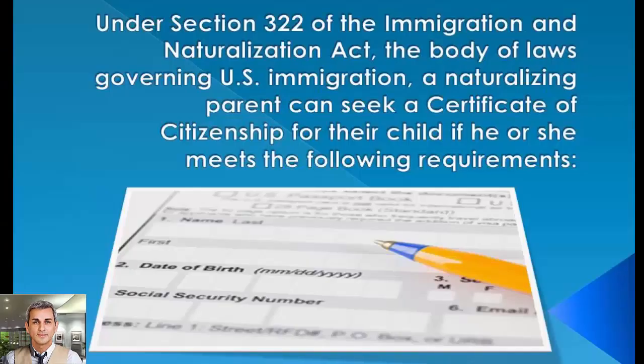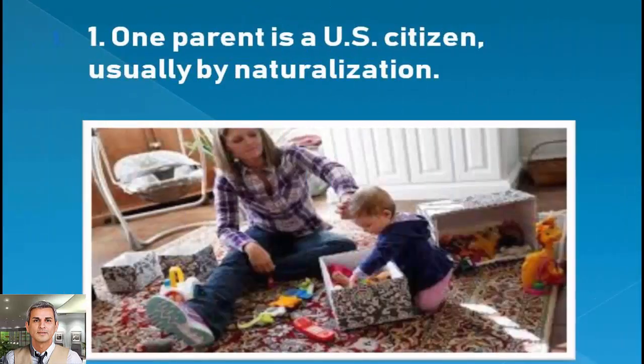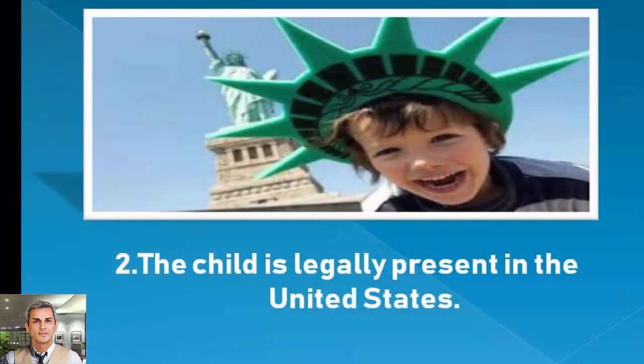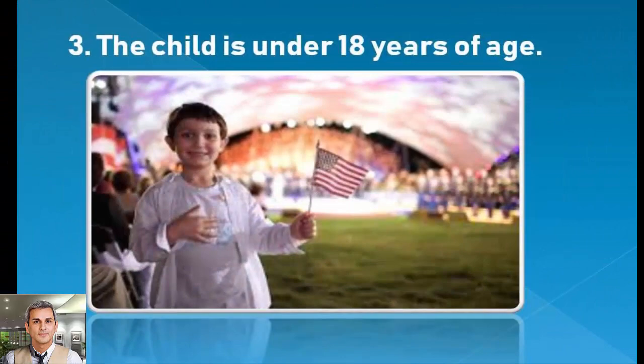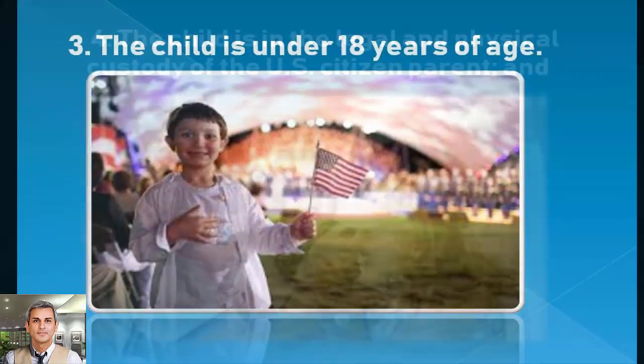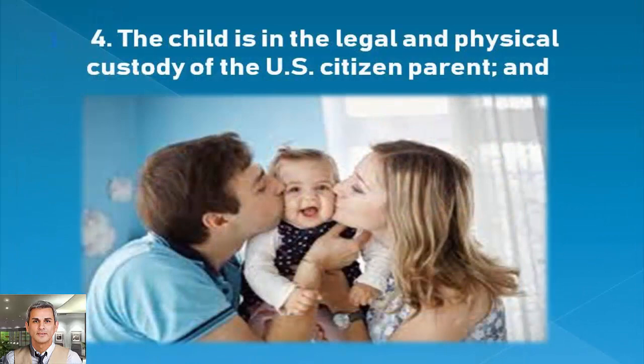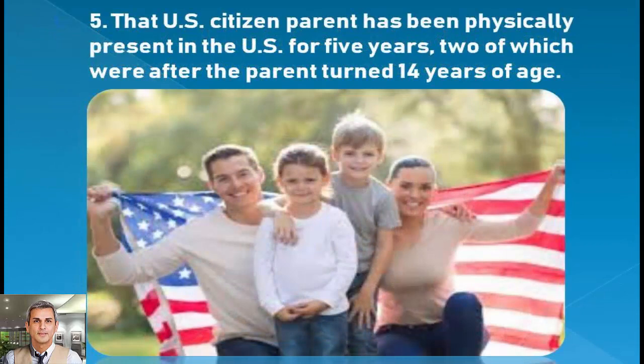Under Section 322 of the Immigration and Nationality Act, the body of laws governing U.S. immigration, a naturalizing parent can seek a certificate of citizenship for their child if he or she meets the following requirements. 1. One parent is a U.S. citizen, usually by naturalization. 2. The child is legally present in the United States. 3. The child is under 18 years of age. 4. The child is in the legal and physical custody of the U.S. citizen parent. And 5. That U.S. citizen parent has been physically present in the U.S. for 5 years, 2 of which were after the parent turned 14 years of age.